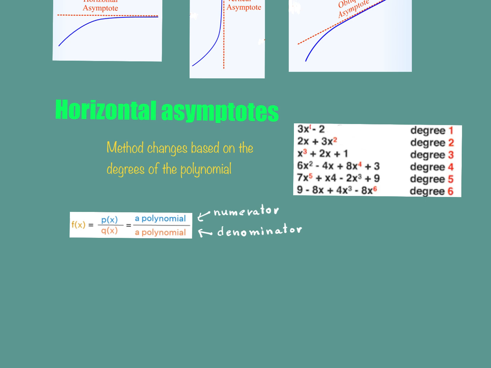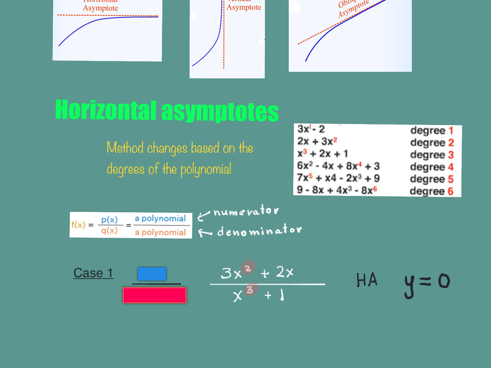So I'll start with case 1. In case 1, I would like to show you visually that the degree of the numerator is less than the degree of the denominator. For example, I might have 3x squared plus 2x over x cubed plus 1. And you can see that the 2 is less than 3. If this is the case, then your horizontal asymptote will always be y is equal to 0.